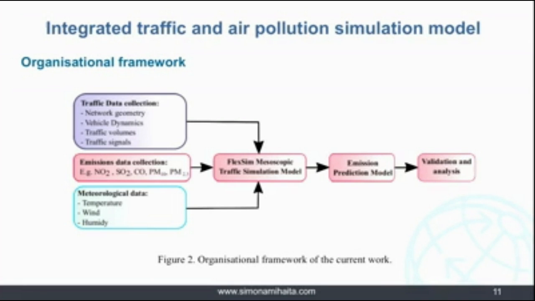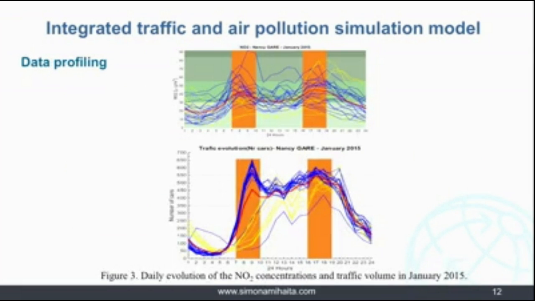So what we did, we took all the traffic data collection that we had, the network, the vehicle dynamics, and so on, together with all the emission data that they gave to us, and the meteorological data, all together in one built-in mesoscopic traffic simulation model. We have done that in FlexSim, simply because it's a 3D simulation model, and we have been using it for testing the traffic signal optimization method that we did, and they appreciated it very much. After that, we built the prediction model for the emissions and, at the end, validation. For this study, I'm only going to present the nitrogen dioxide prediction model. It was the first one we started with, before I left.